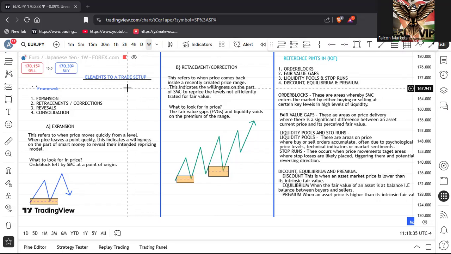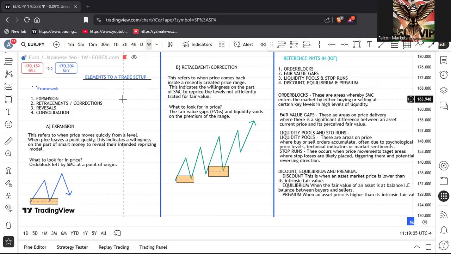So let's get directly into the first one, elements to a trade setup. In elements to a trade setup, we have a framework: expansion, retracement or correction, reversals, and consolidation. The ones that we are going to emphasize the most are the first two. The first one is the expansion.